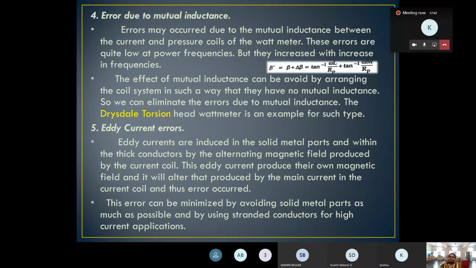This error can be minimized by avoiding solid metal parts as much as possible, and by using stranded conductors for high current applications. We have to minimize solid metal parts, use a stranded structure, and also stranded conductors, so that conduction happens easily. Then we can reduce the eddy currents. This is the fifth one.